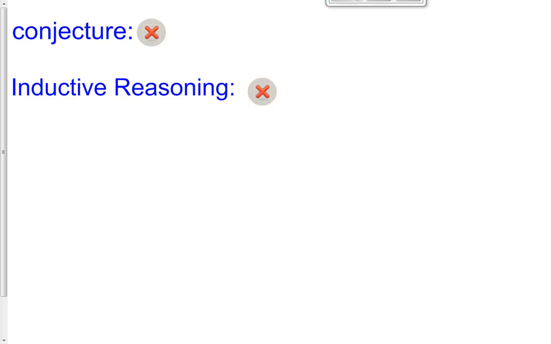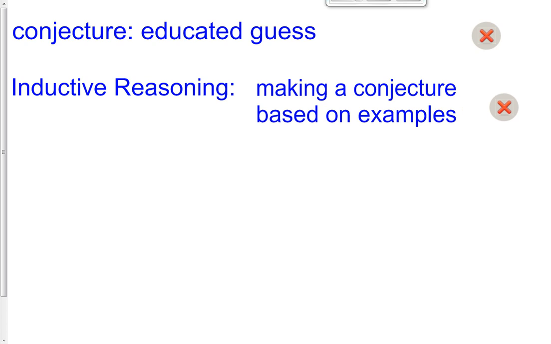Let's first define both of those two terms. Here's what a conjecture is. Simply, it's just an educated guess. It's looking at a problem and making an educated guess about the conclusion of that problem. Inductive reasoning, making a conjecture based on examples.